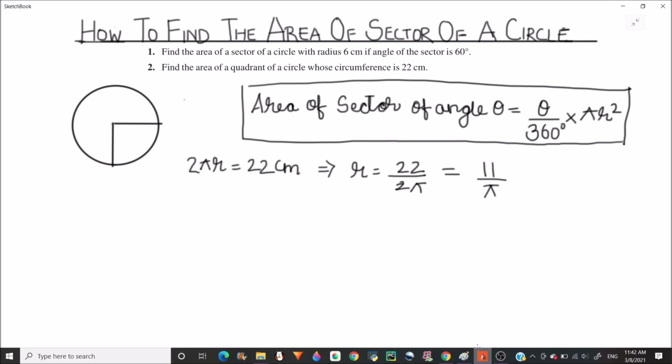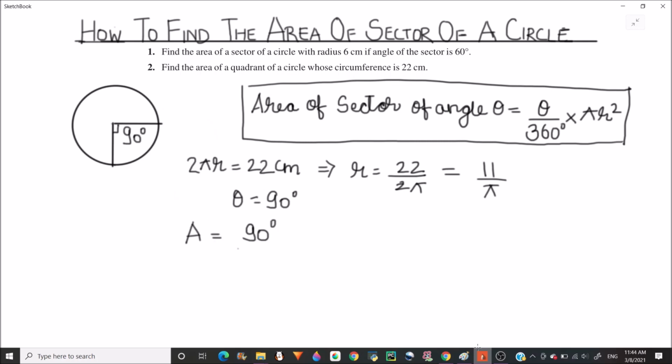And now we need to find the angle theta. So here we have been given that find the area of a quadrant of a circle. Quadrant means we have to divide the circle into 4 equal parts, and when we divide the circle into 4 quadrants, we will get the angle of 90 degree in our quadrant sector. So the angle of theta here is, the value of theta is 90 degree. Now we got the value of radius and angle theta. We can put the values in the formula for area of sector.